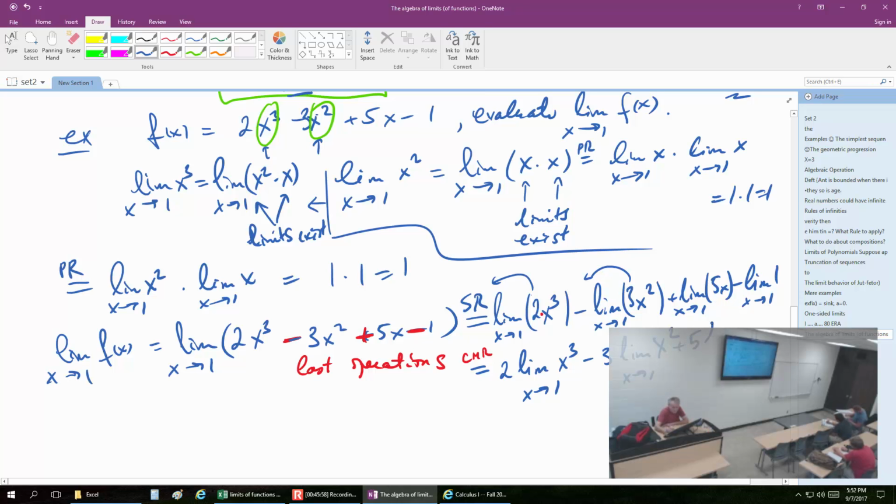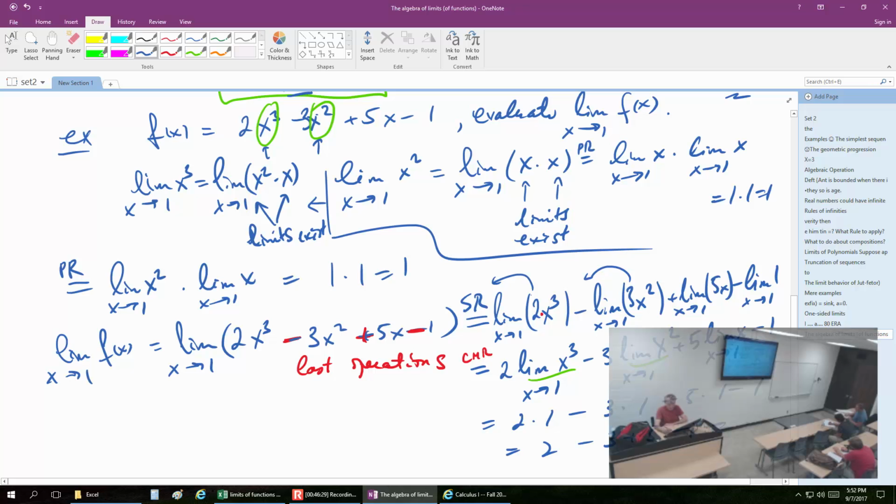And 5, limit x. And the last one, I'm not going to spend too much time. I know that the limit of a constant function is that constant. Okay, so it's not going anywhere. And then we just use these two limits we just found, both of them are equal to 1. We substitute, and we have 2 times 1 minus 3 times 1 plus 5 times 1 minus 1. 2 minus 3 plus 5 minus 1.